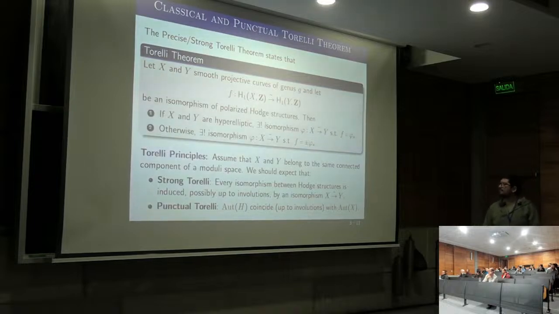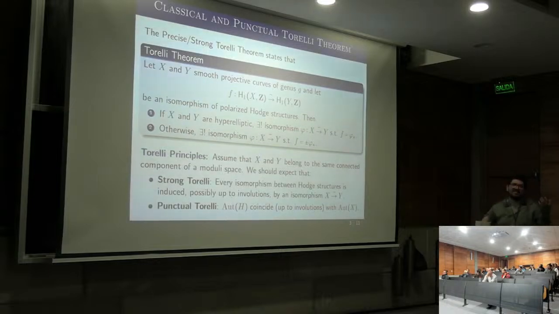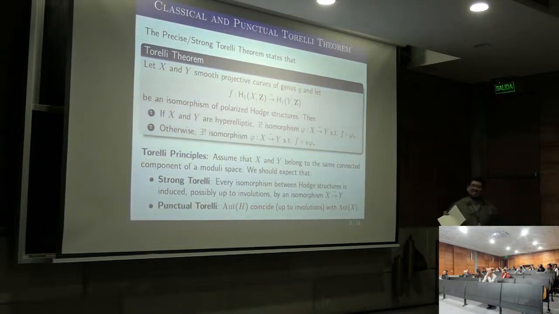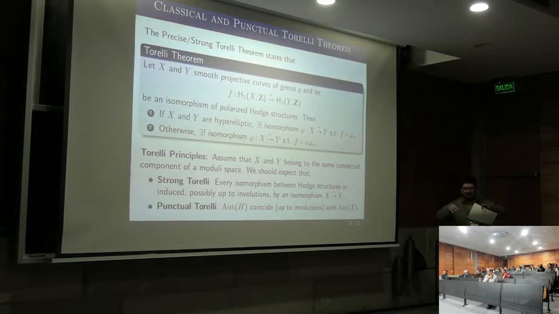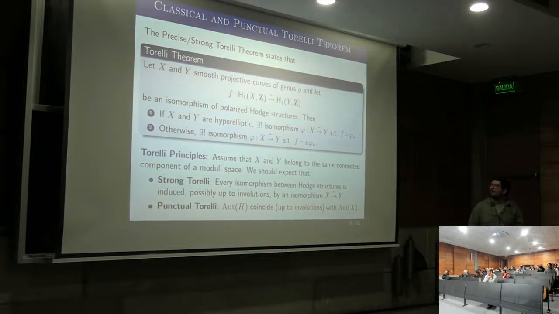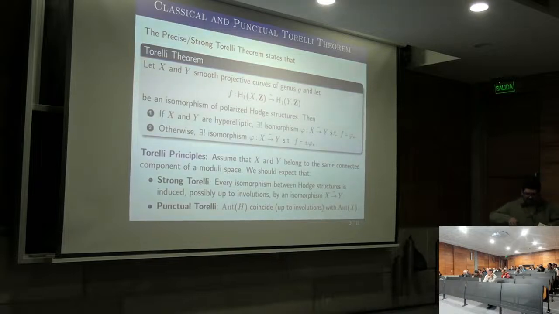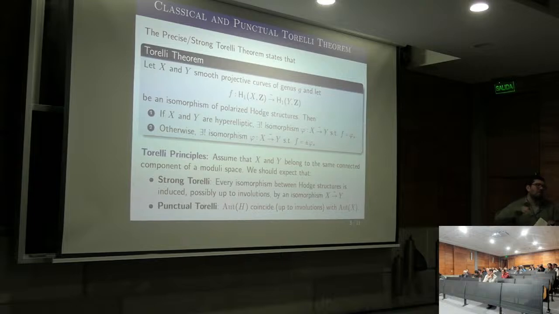And the idea, more or less, is that this should be more or less true in more generality. Spoiler alert, this is actually false, but there are many situations in which we expect this to be true. The principle is that if you have some varieties which are in the same connected component of the moduli space, you hope that an isomorphism between Hodge structures actually comes from a geometric one.